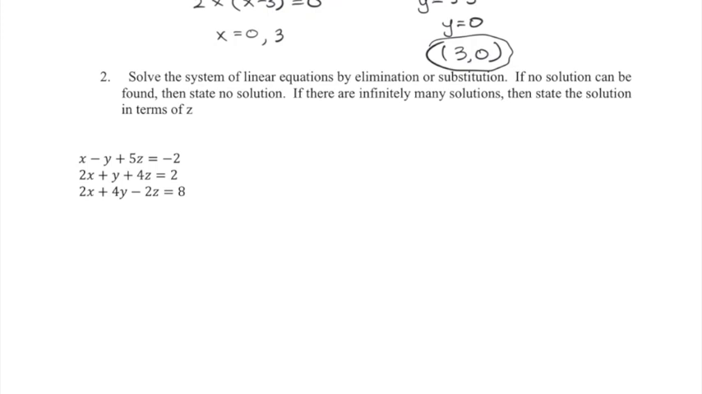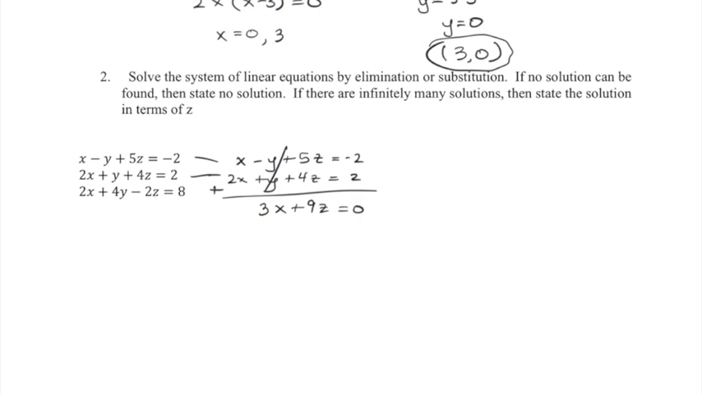Question 2, we're solving a system of 3 equations, 3 variables. So step 1 is to choose 2 of the equations and eliminate one of the variables. So I can see here that in the top 2 equations, I have negative y and positive y. So if I just take these top 2 equations here, and eliminate the y variable, I get 3x plus 9z equals 0.